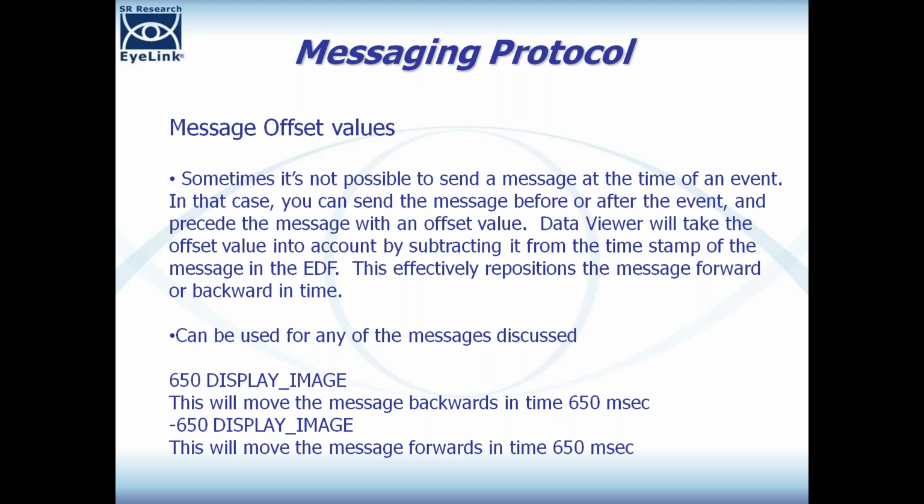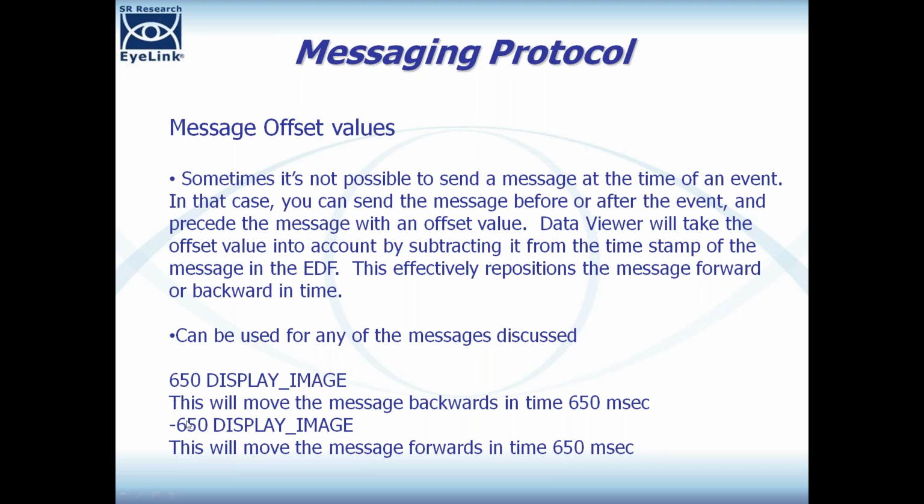So the idea is, let's imagine you cannot, for some reason, send a message at the time of the experimental event. Then you just have to compare what time it is right now with what time it was when that experimental event happened. In almost any programming environment, that's really easy to do. You just check the current time, check the time of this past event, and subtract those values, and that will give you an offset. Then you include that offset value as part of the message text. And in this case, this will move the message backwards in time 650 milliseconds.